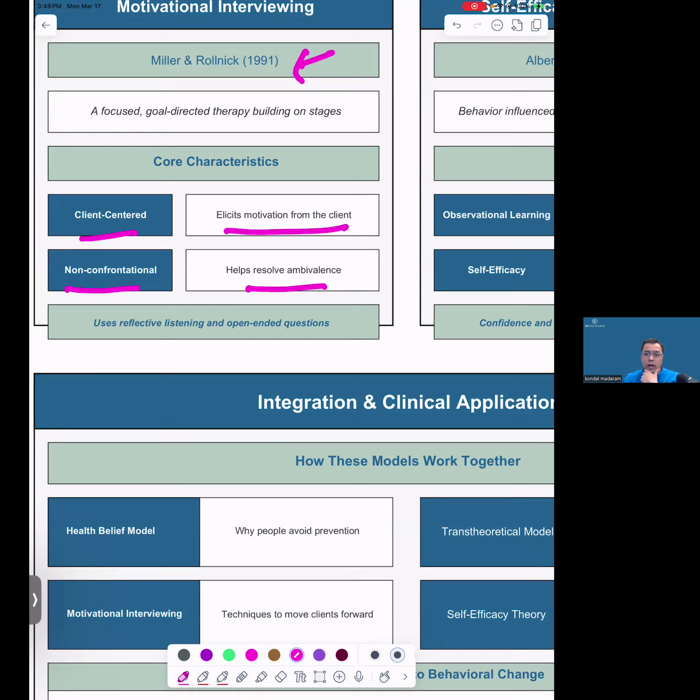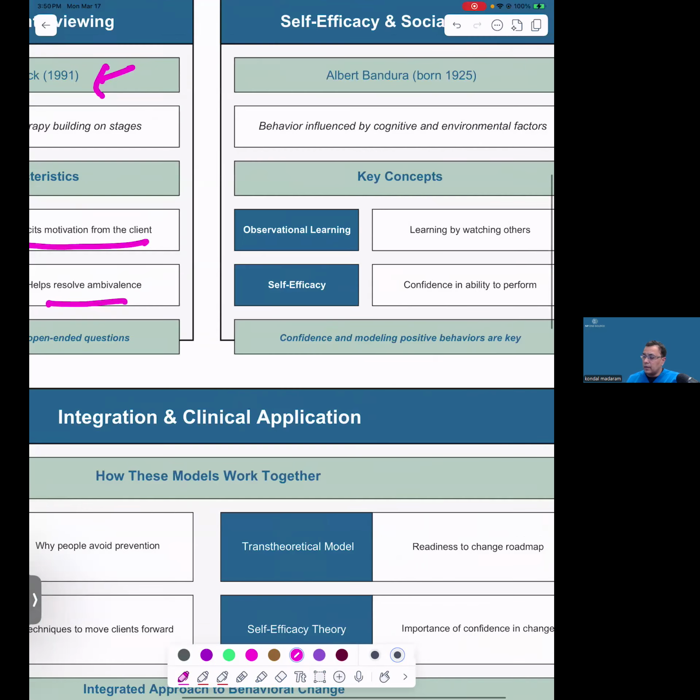It's non-confrontational and helps resolve ambivalence. Think about a scenario where a patient is obese and is resistant to dietary changes. Your approach should be: what are some challenges you face in eating healthier? I don't have time to cook, the patient says. Then you feel fast food is your only option? Yes, but I know it's unhealthy. So what small step could you take towards healthier eating? Maybe I could meal prep on weekends. So you're guiding the patient about meal prep and things like that.